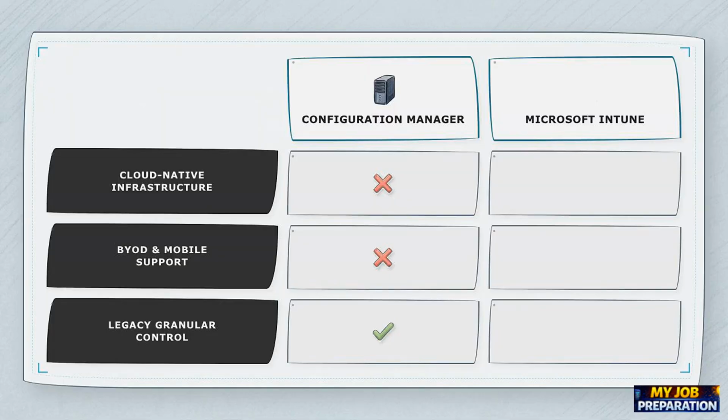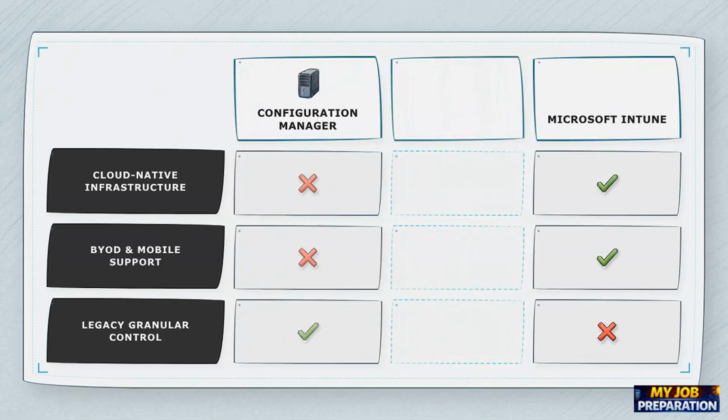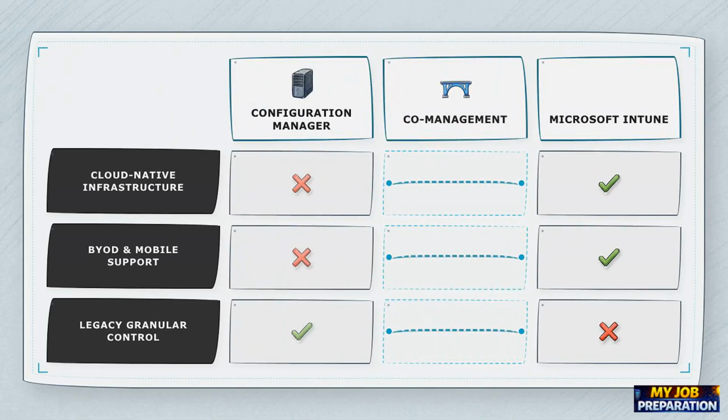This matrix compares traditional Configuration Manager against Microsoft Intune, the cloud-native alternative for unified endpoint management. Intune operates entirely without local servers, and users only need an internet connection. It easily handles bring-your-own-device scenarios across multiple operating systems, though it does sacrifice some of that legacy, granular control over local servers. To bridge these two environments, Microsoft built Co-Management.